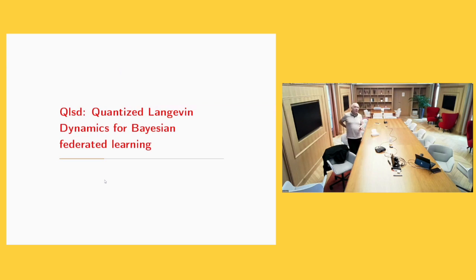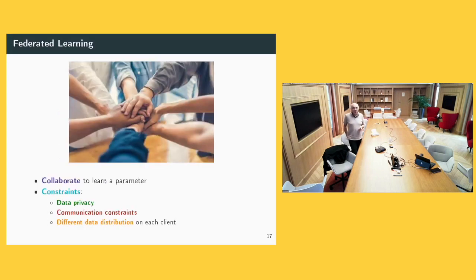So I will describe two algorithms. There are three in the paper, but I think I will not have time to go over all three. It will give you a flavor of what we do. The first one is based on a paper that was accepted last year at ISTAT, and is based on what is called quantized Langevin dynamics for Bayesian federated learning.